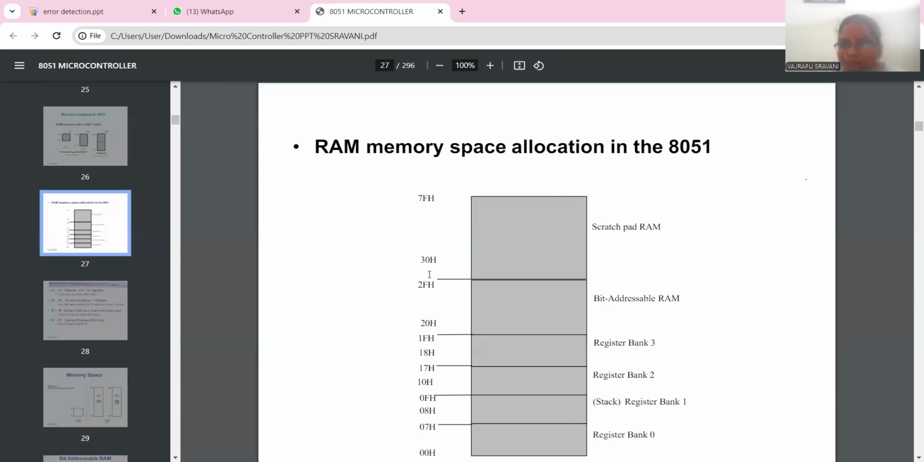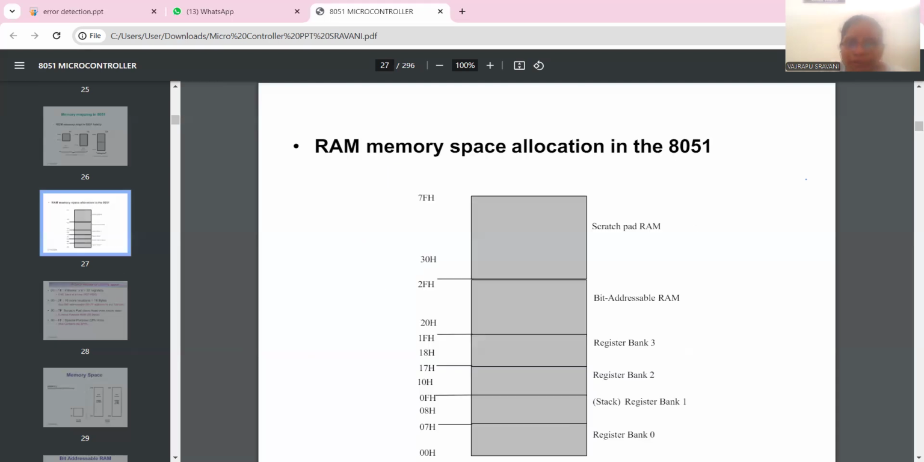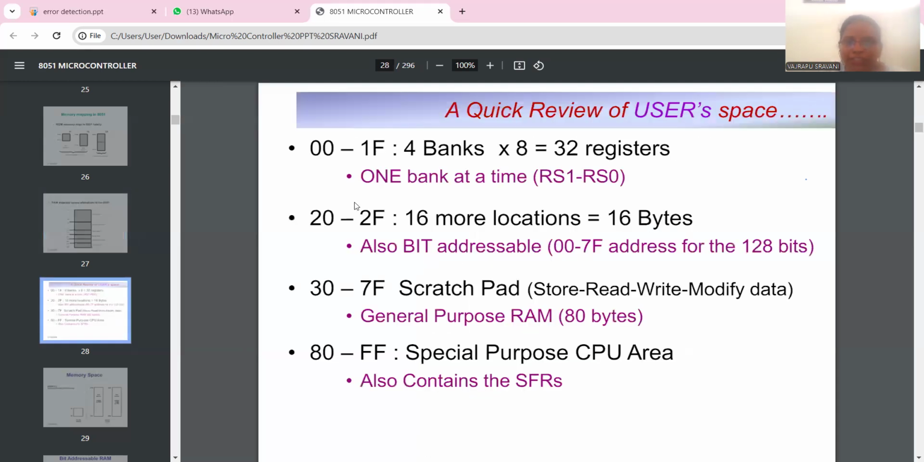Otherwise, 30H to 7FH are the scratch pad RAM. So this is the memory mapping for the RAM architecture in 8051. 00 to 1FH, 4 register banks are available. These banks are chosen by the RS1 and RS0 bits, register select 1 and register select 0.